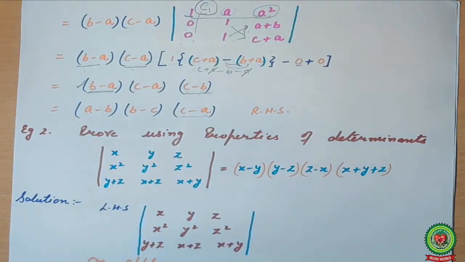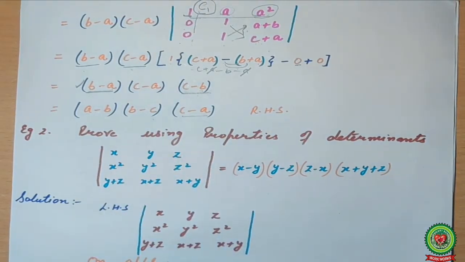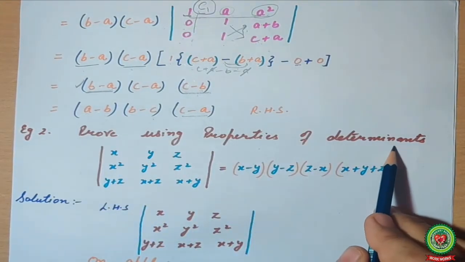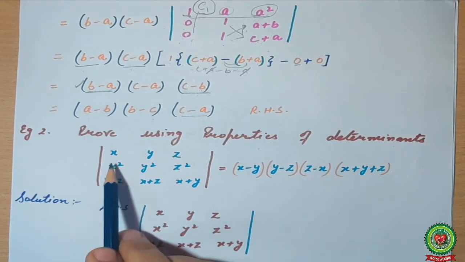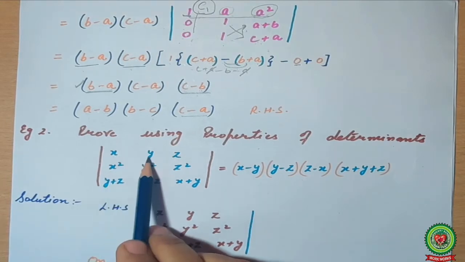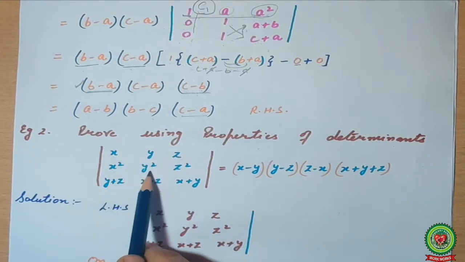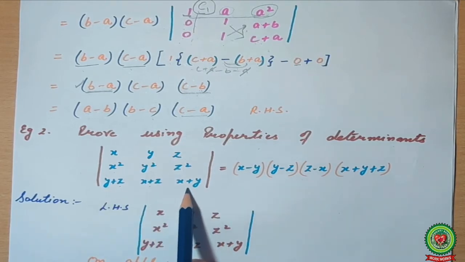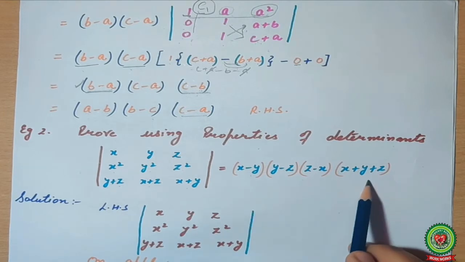Now, I am taking one more example for more understanding. Again, prove using properties of the determinant. Now, you are having a statement. First row elements are x, y, z; second row x square, y square, z square; third row y plus z, x plus z, x plus y. And this is your right hand side.